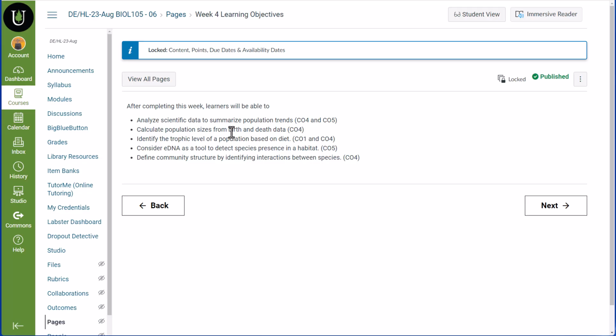We're going to calculate population growth from looking at birth and death data from the coyote population. We're going to also use the coyote population to identify what trophic level they're feeding at. We're going to use eDNA data on the coyote population to talk about how they're using their habitat. And then we're also going to look at community structure by identifying species interactions. And that will mostly be on your poster and on your discussion.